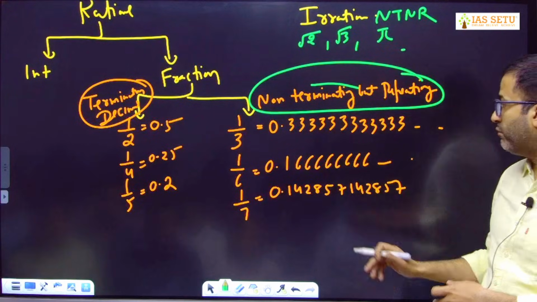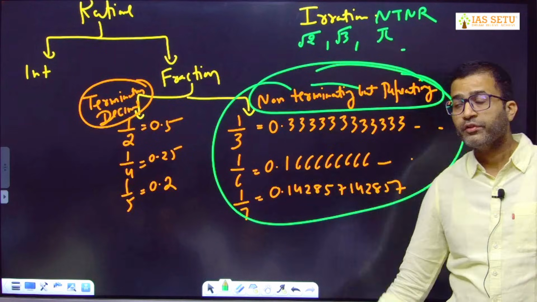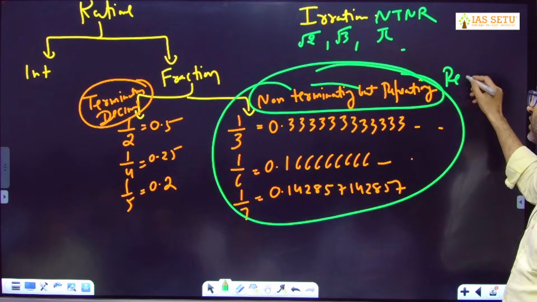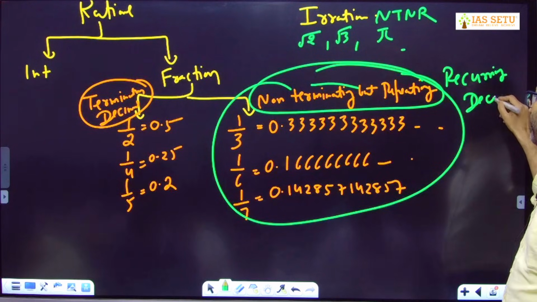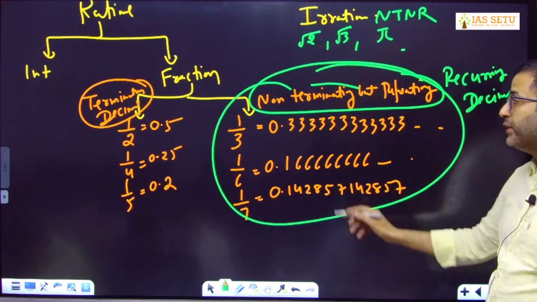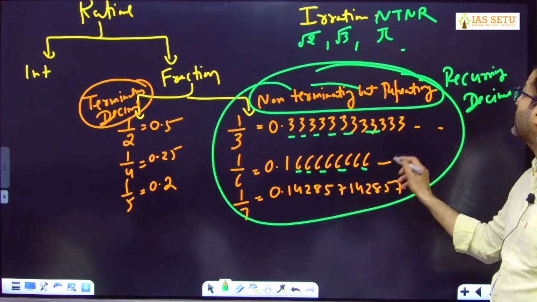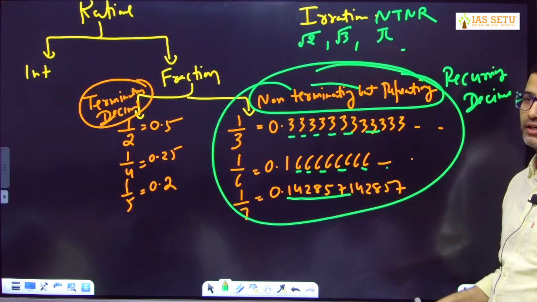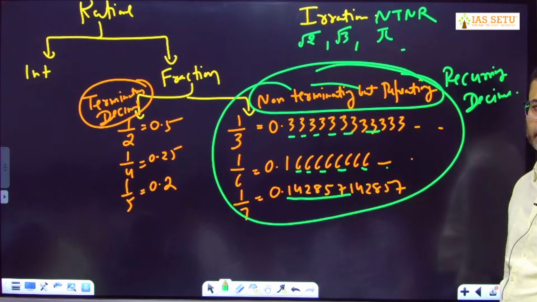Now, our next topic is based on this thing. These are also called recurring decimals. These are also known as recurring decimals. Here 3 reoccurs again and again. Here 6 reoccurs again and again. Here 1, 4, 2, 8, 5, 7 reoccur again and again. So here we have some digits that reoccur again and again.